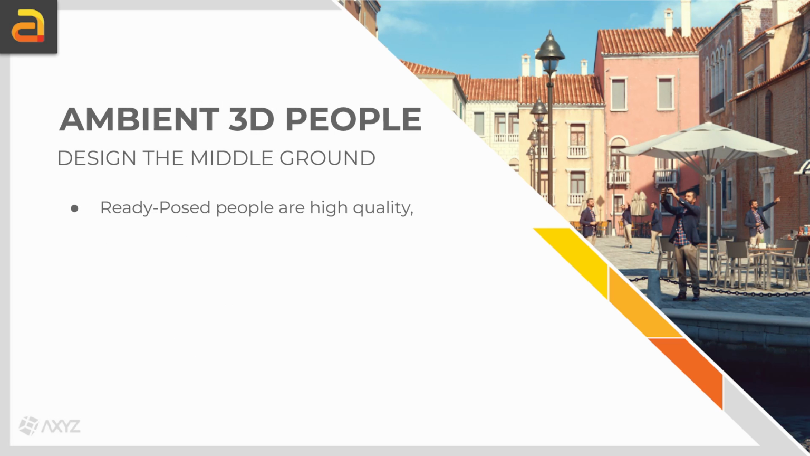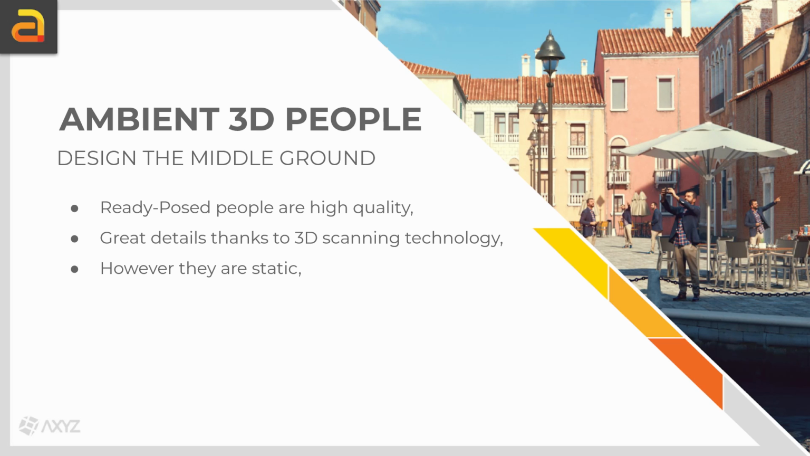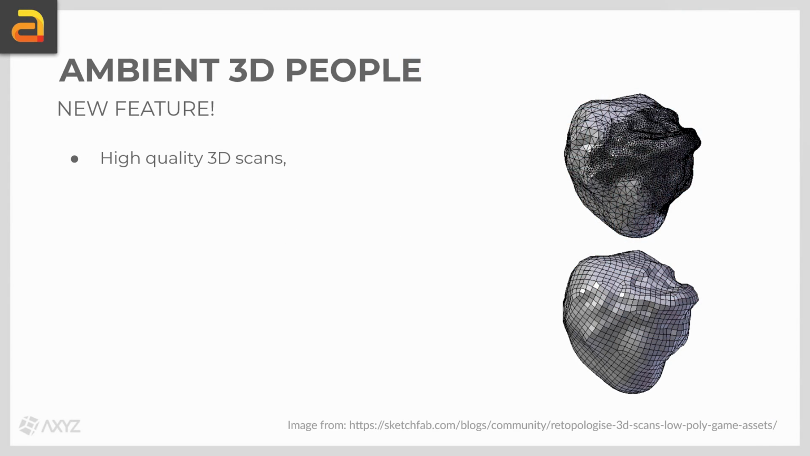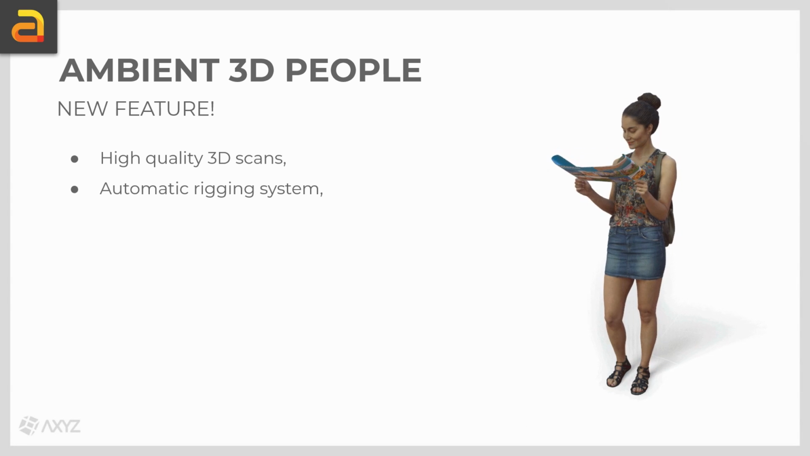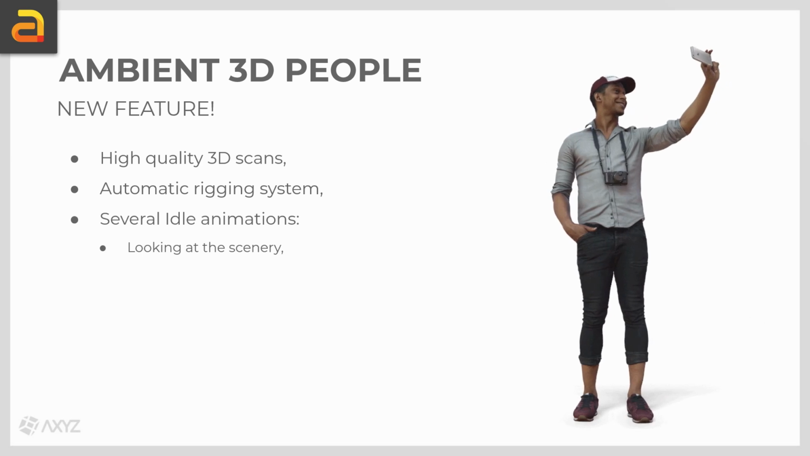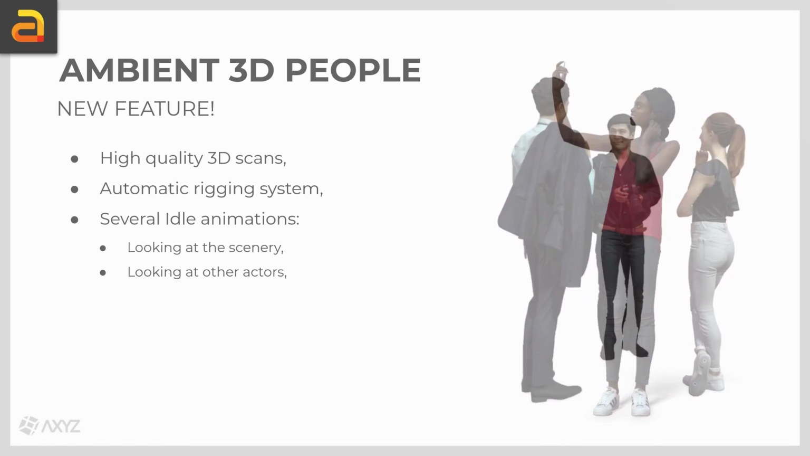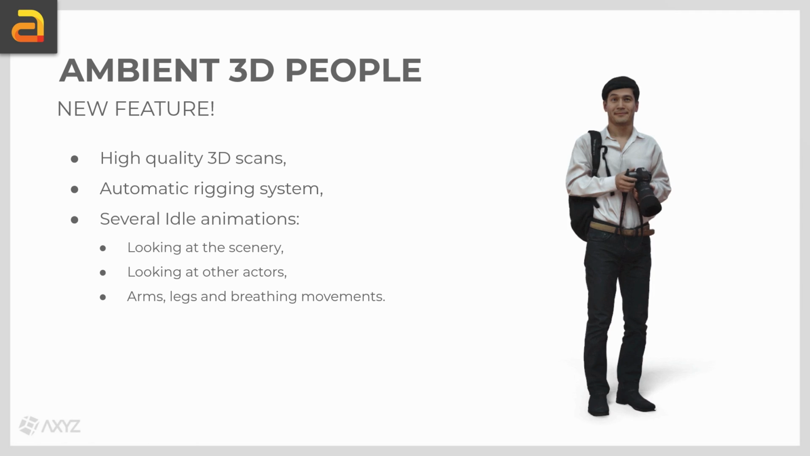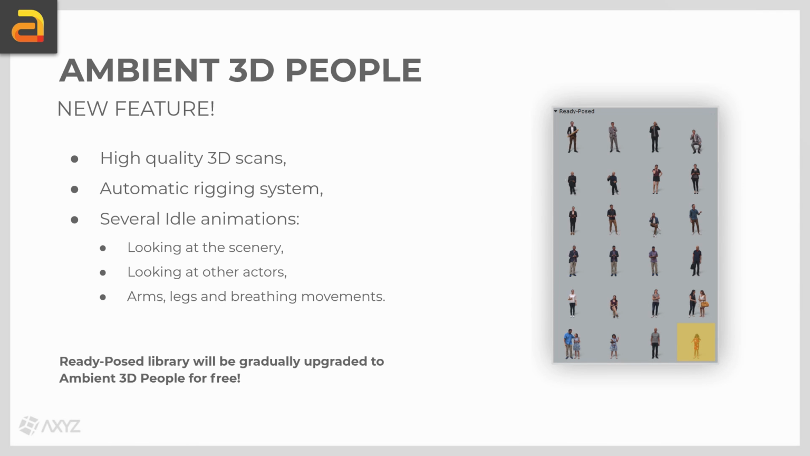The ready posed characters are high quality, and this is possible thanks to 3D scanning technology that preserves a lot of the details. However, the main limitation is them being static, at least until now. In fact, while keeping the very high-quality 3D scans to preserve all the details, a new automatic rigging solution has been developed to be applied to the existing ready posed models, and then assign various movements to be used as idle animations, such as looking at the scenery, looking at other actors, arms, legs, and breathing movements. Moreover, the whole ready posed library will be gradually upgraded to Ambient 3D People for free.